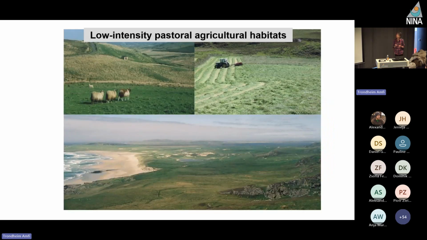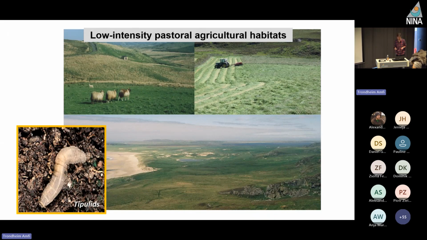So these choughs are really restricted to the western seaboard because they're birds of very low intensity pastoral agricultural habitats like these. So these photos were taken on Islay, but they could as well have been in parts of western Norway like Helgeland or Orkney. And then in Scotland, there's also these lovely dune systems, which are very useful, particularly for the newly fledged choughs. And that's because they're rich resources of these kinds of invertebrates in these grasslands, which is basically what these birds are eating for most of the year.